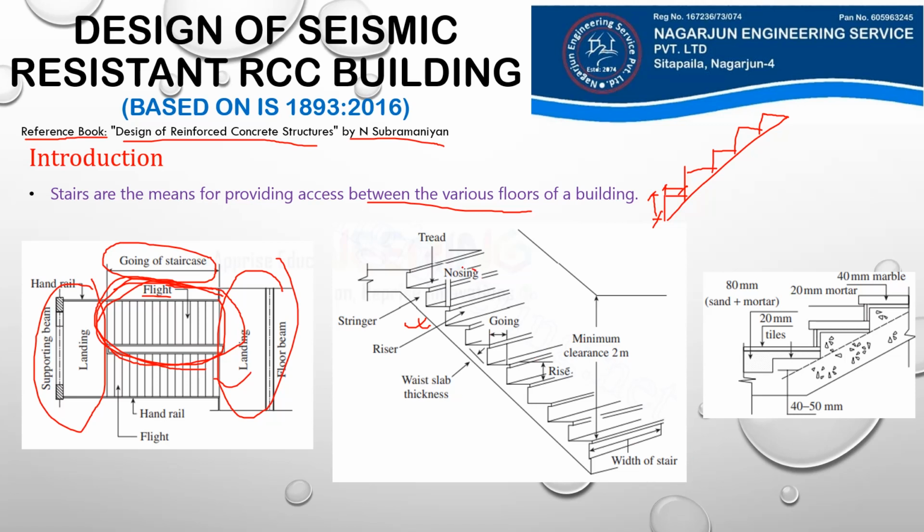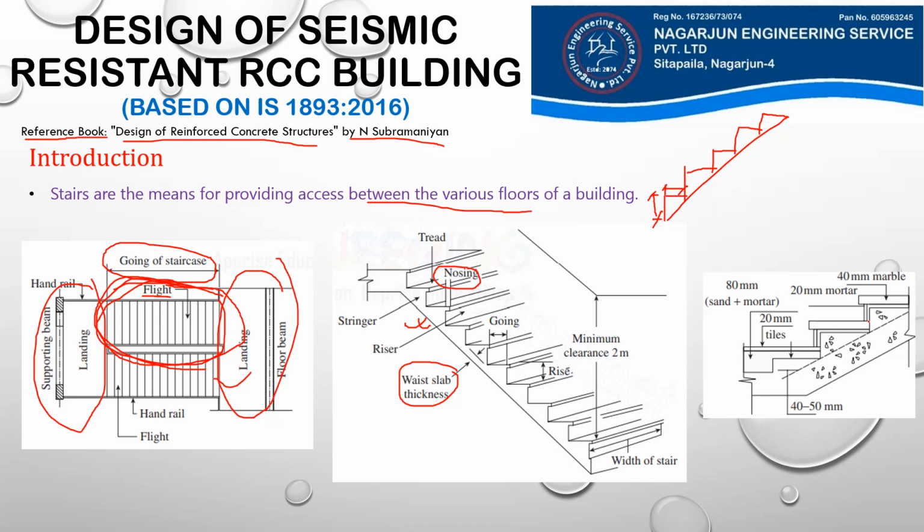For example, there may be nosing. Nosing is this projected part of our tread. And you have this waist slab thickness. In this staircase system, in which you have the steps also made of reinforced concrete, you have a minimum thickness of slab provided at the bottom of these steps. This slab is known as the waist slab.